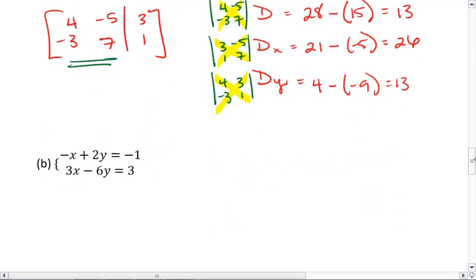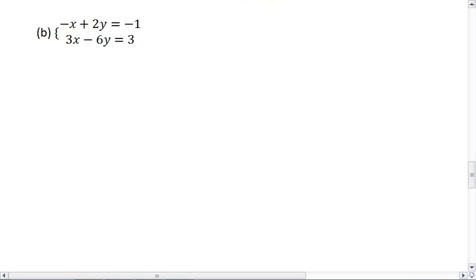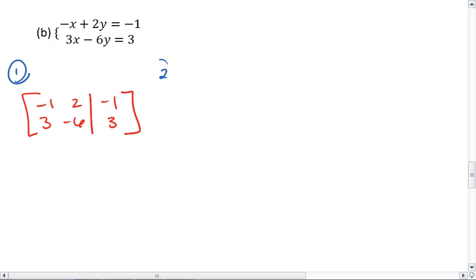Let's look at part B now. You can try this one on your own first. Pause the video, and resume when you're ready to check your solution. First thing I do is come up with the augmented matrix: -1, 2, -1, 3, -3, 3. Then I want to come up with D, Dx, and Dy.